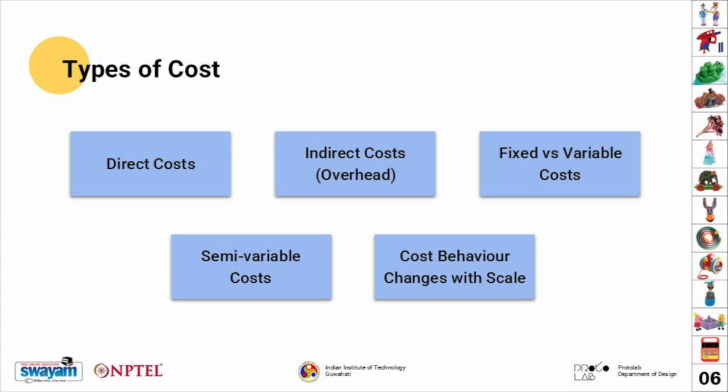Then there are semi-variable costs. For example, electricity that increases with machine use but also has a base charge. One of the biggest mistakes young designers make is assuming material cost determines price. It does not. In modern automated factories, overhead often forms a large portion of total cost.